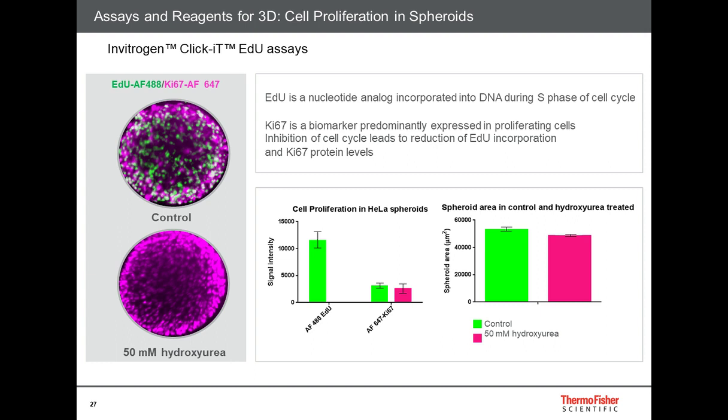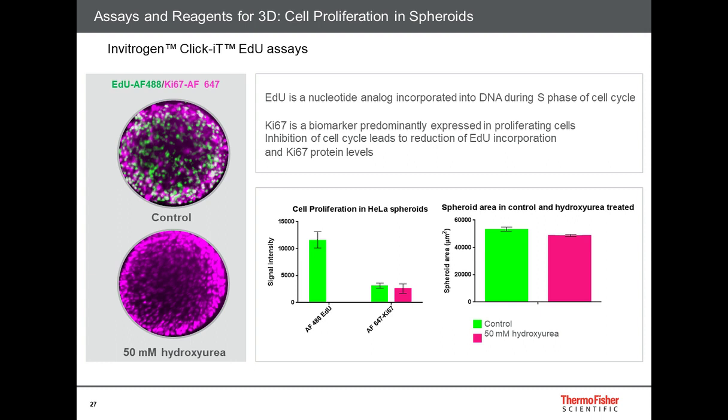In the bottom spheroid in this panel, we've treated with hydroxyurea, which inhibits proliferation, and we see an absence of green signal from our EdU, and a reduction in our Ki67. When we quantify this on a single cell basis, we see in our two bar graphs that the Alexa Fluor 488 EdU signal is eliminated by treatment with hydroxyurea. We see an absence of signal there. With the Ki67, we see a slight reduction.